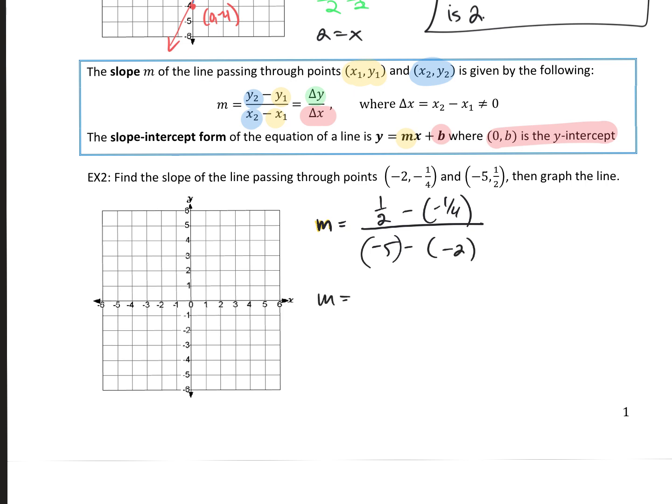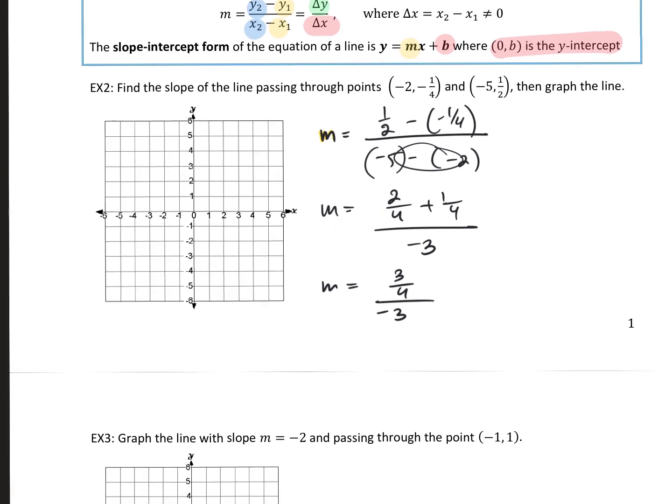So we have a half minus a negative fourth. I'll go ahead and change that to fourths as well. That'll be 2 fourths plus 1 fourth all over negative 5 plus 2, because we have that double negative, becomes a positive. So negative 5 plus 2 is negative 3. And then we have m equals 3 over 4 divided by negative 3.